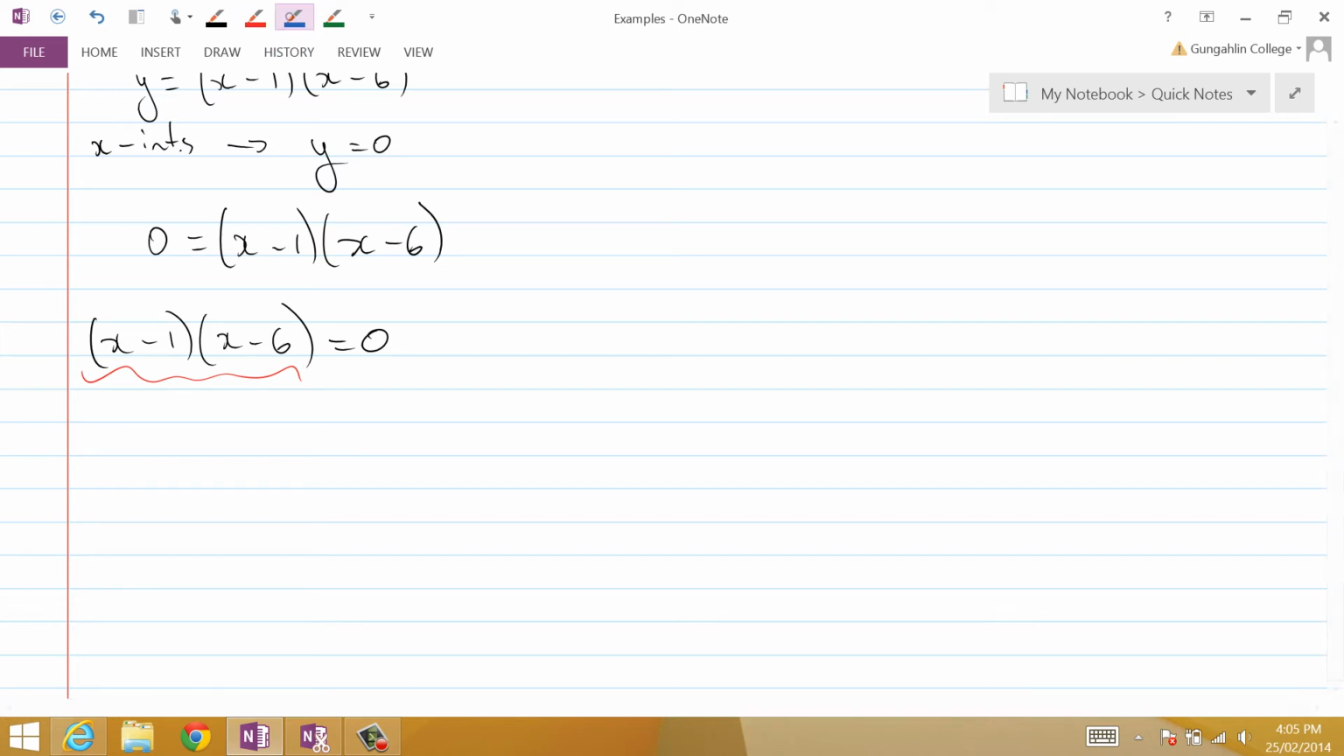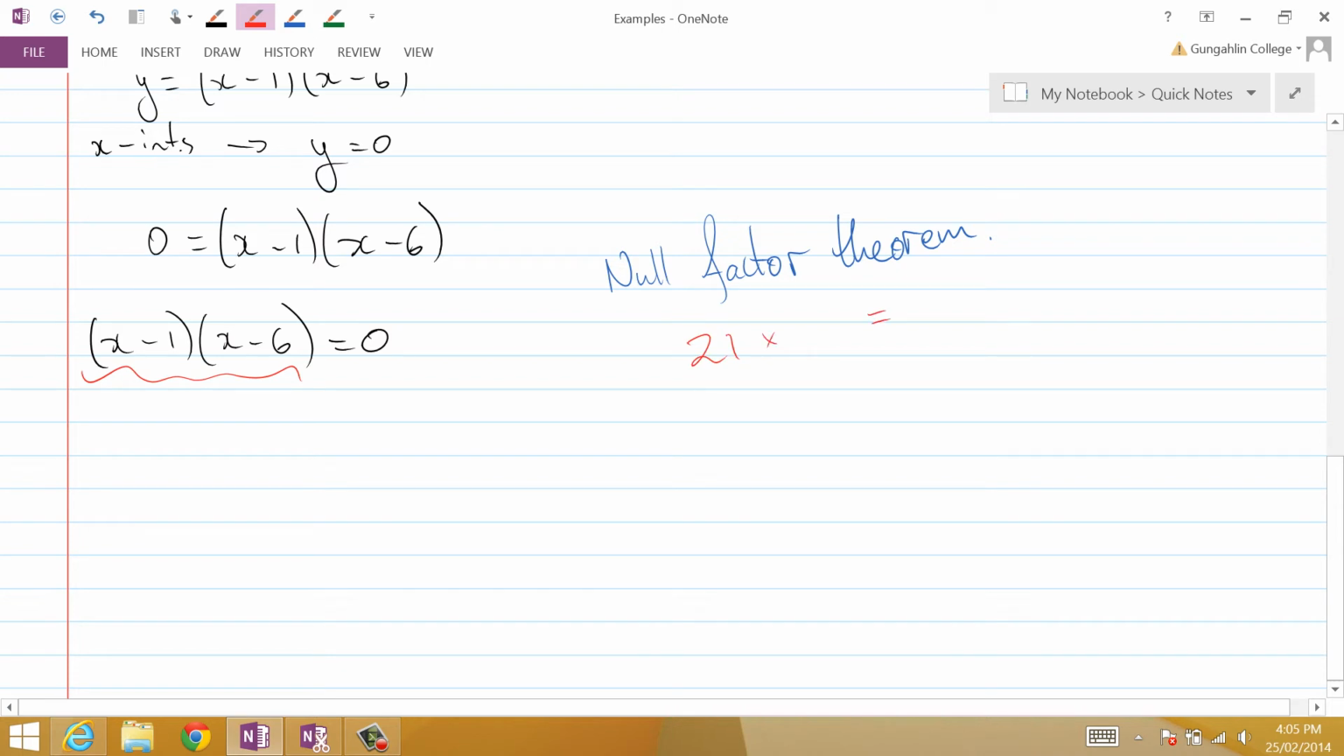At this point we want to apply what we call the null factor theorem, which is a fancy way of talking about a relatively simple thing. The null factor theorem just says that if I take any two numbers and multiply them together and the answer is 0, then at least one of those two numbers has to be 0. If the answer to a multiplication is 0, one of the numbers that I'm multiplying must be 0.